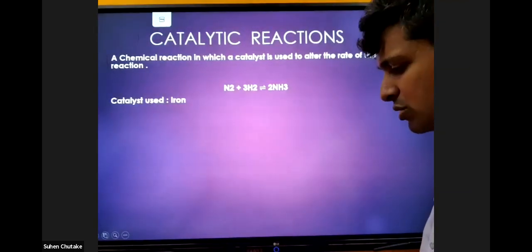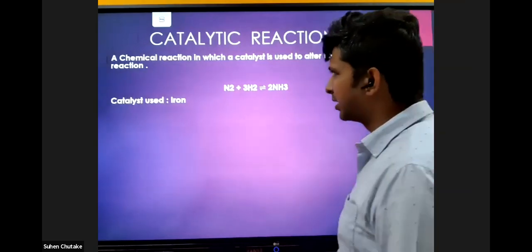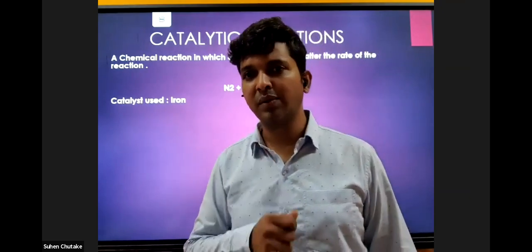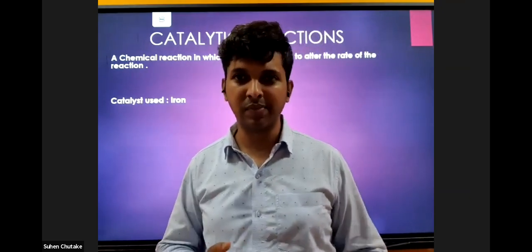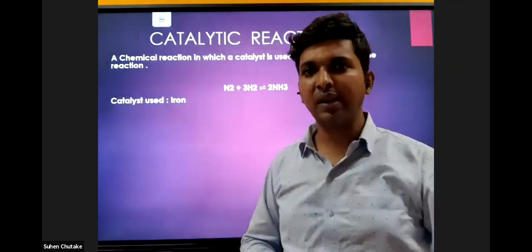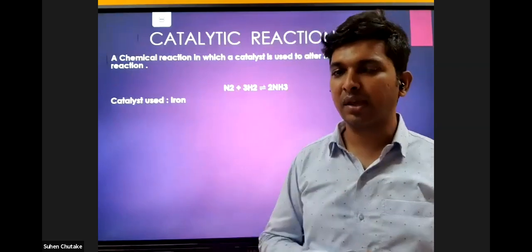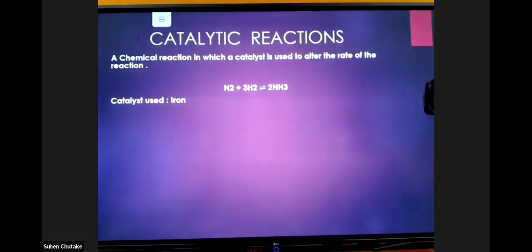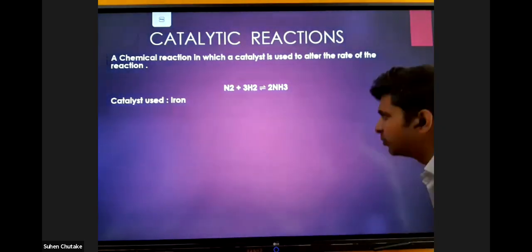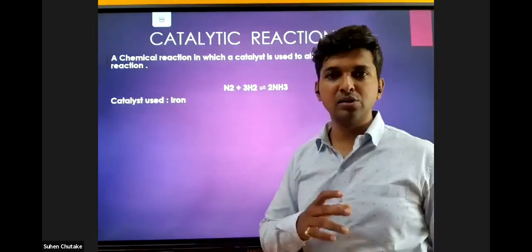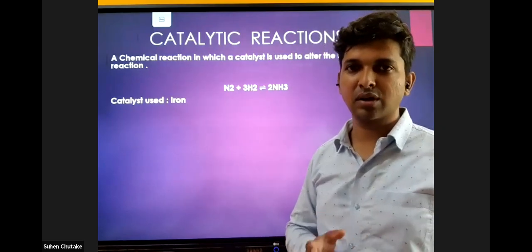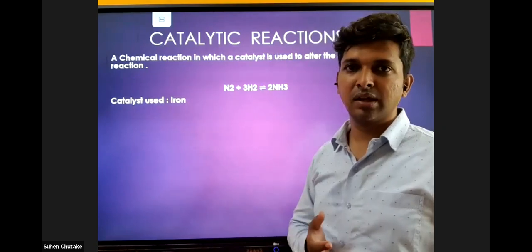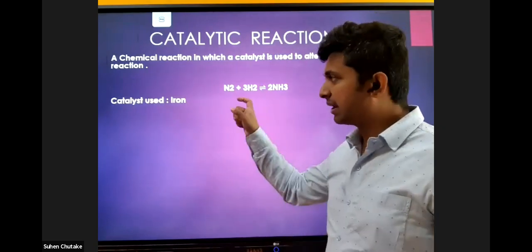Now, catalytic reactions are those which are particularly very slow. Okay, they are very slow reactions. So what we need to do is enhance the speed of these reactions. And how do we enhance the speed of these reactions? By using a catalyst. Now, what is a catalyst? A catalyst is a compound which is not consumed in the reaction, but it increases the speed of the reaction.